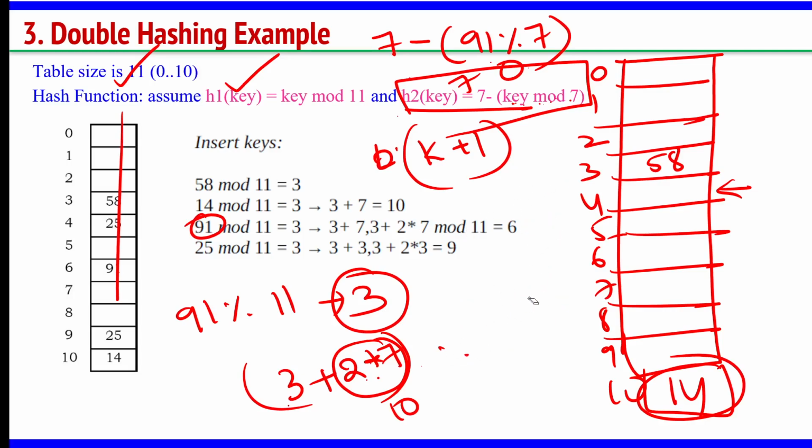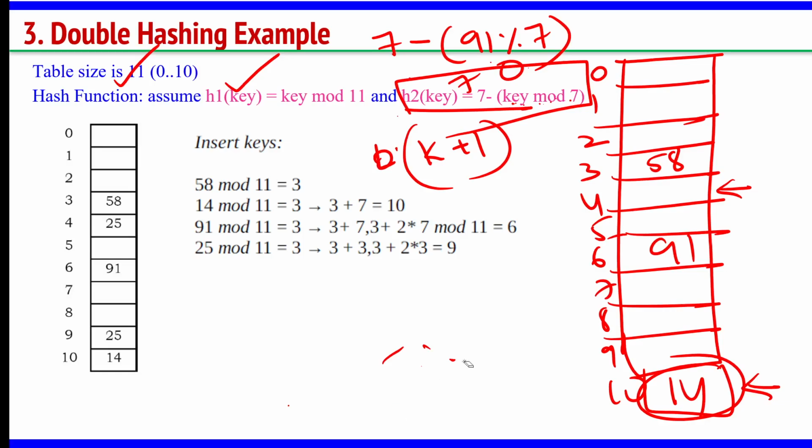So, in this case, when 3 plus 7 modulo 11 gave me 10, which is already occupied, then 3 plus 2 into that 7, that is 14. 14 plus 3, 17. 17 modulo 11, 6. So, this 91 goes into 6.